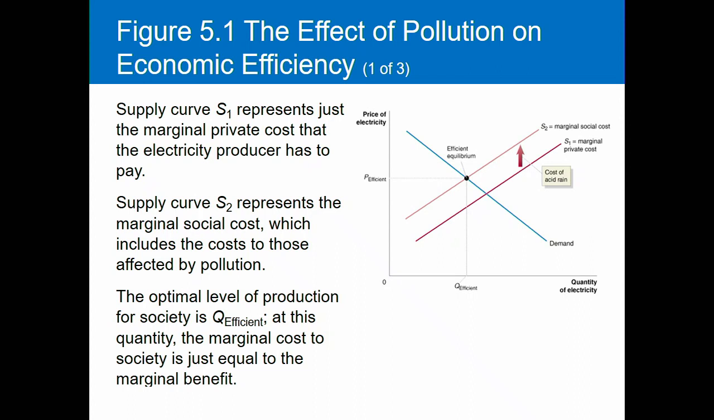So the optimal level of production for society is where the marginal social cost curve crosses the demand curve. So you have this price here, P efficient, and the quantity being produced there, Q efficient. But the problem is, firms aren't going to take into account the marginal social cost. In fact, they're unable to figure out what the marginal social cost is.